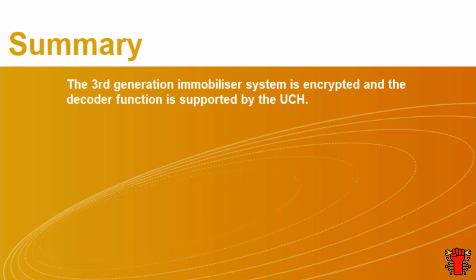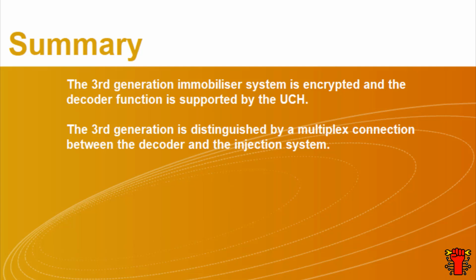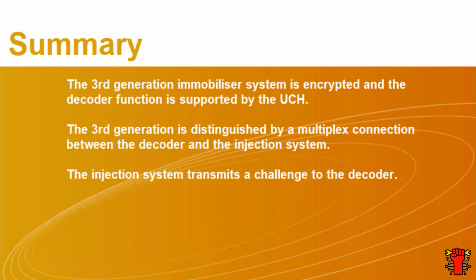In this section, we have looked at the following points. The third-generation Immobiliser system is encrypted and the decoder function is supported by the UCH. The third generation is distinguished by a multiplex connection between the decoder and the injection system. The injection system transmits a challenge to the decoder.